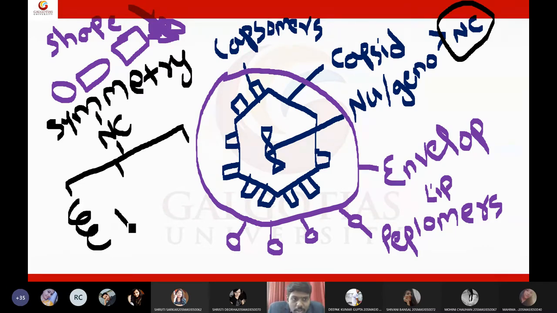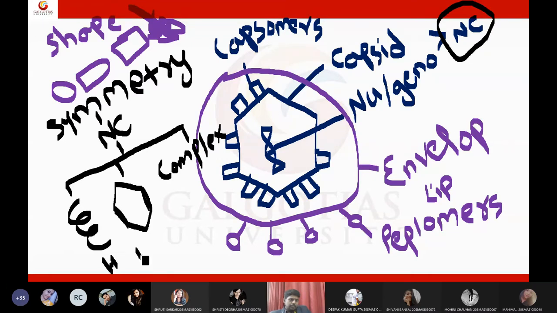Then we have the icosahedral structure. This polygon structure is called icosahedral symmetry. And you have another symmetry called complex symmetry. I'm telling again, symmetry is always about the nucleocapsid. A nucleocapsid will come in three symmetries: helical symmetry, icosahedral symmetry, and complex symmetry.